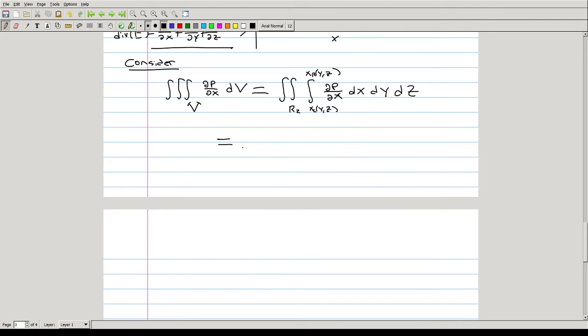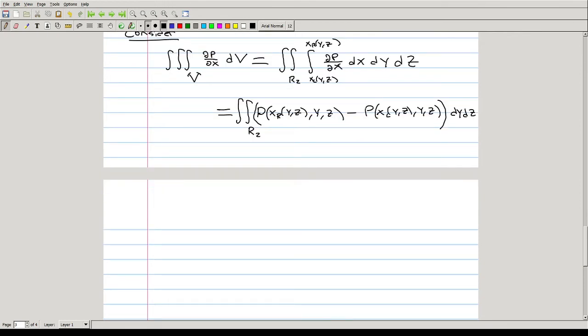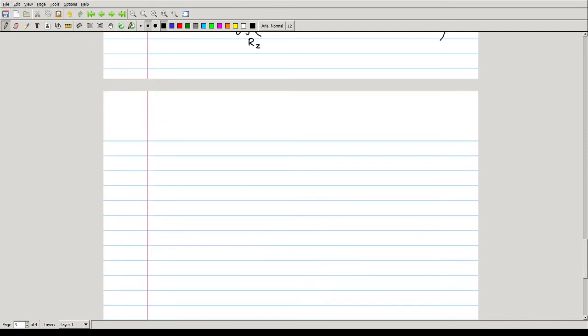So this ends up becoming the same thing as the double integral over R2 of P evaluated at xr of yz, comma y, comma z, minus P evaluated at xl of yz, comma y, comma z. And at first, this may not look super helpful, but rest assured, it's going to be very, very helpful.